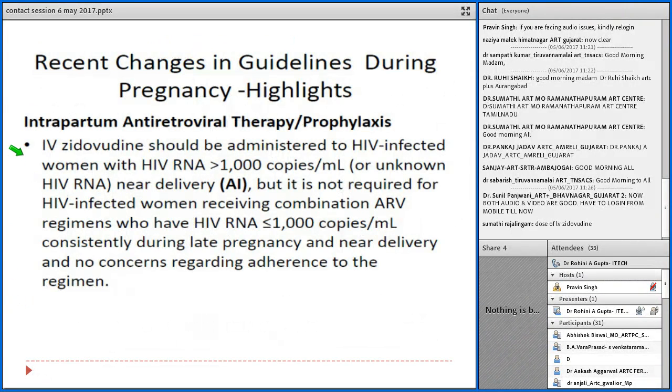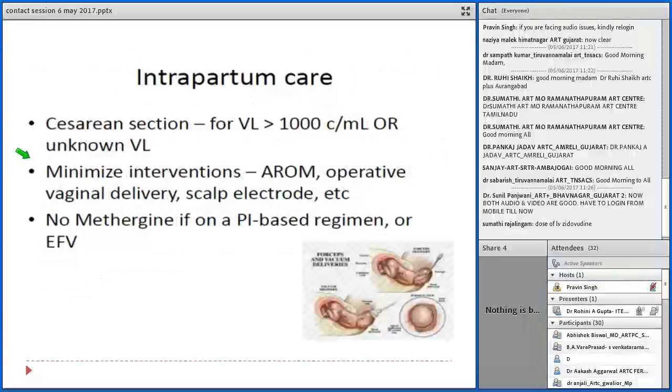What are the recent changes? The recent change which should be highlighted, which is not there in our guidelines, is IV zidovudine administered to an HIV infected woman with RNA more than 1000, or a lady whose HIV RNA is unknown who comes to you for delivery. This is not required for women whose RNA load is less than 1000.